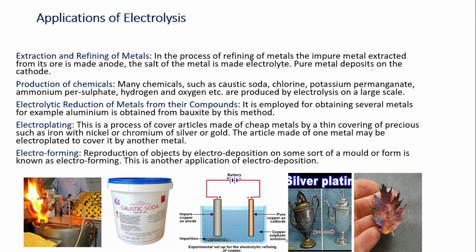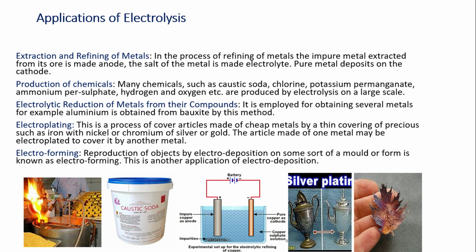Now what are the applications of electrolysis? Students, this is a very important process in industry and also in small businesses. So it's used in extraction and refining of metals. In the process of refining of metals, the impure metal extracted from its ore is made anode. The salt of the metal is made electrolyte. Pure metal deposits on the cathode, like we saw in the experiment previously.